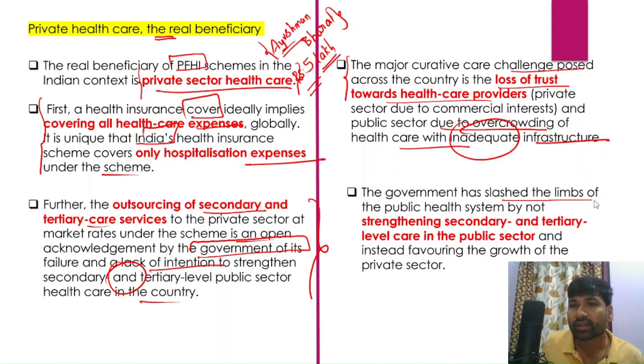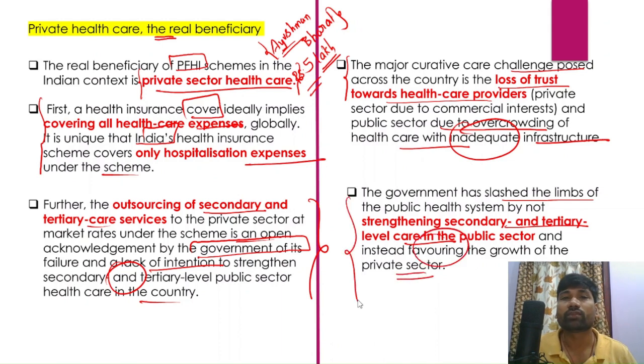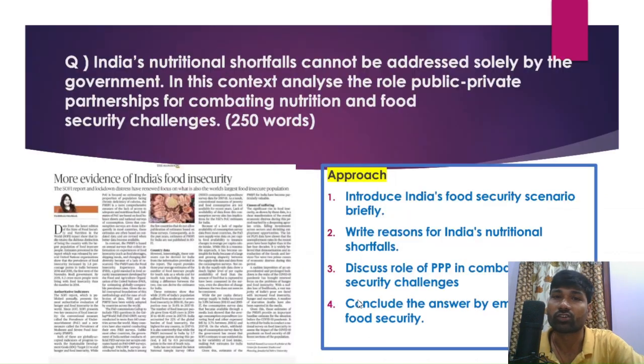However, the government has already slashed the limbs of the public health system by not strengthening the secondary and tertiary care in the public sector, and instead favoring the growth of the private sector, right? So the government is in a way giving scope for a greater private sector presence in healthcare rather than increased public funding for healthcare infrastructure, setting up more hospitals and more healthcare professionals across the country. That is a cause of concern, and the government should look to further strengthen the existing healthcare infrastructure across the country.